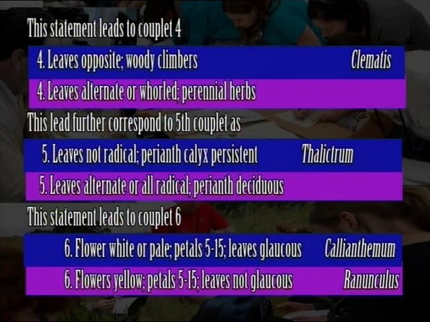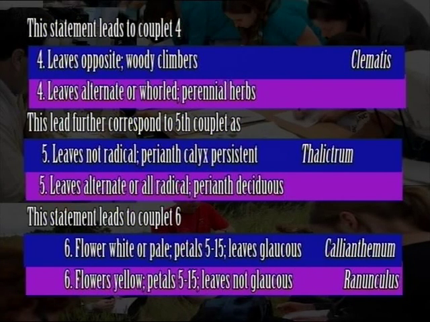This statement leads to couplet 4, which has leads as: leaves opposite, woody climbers, which are the characters of Clematis, and the second lead: leaves alternate or whorled, perennial herbs. This lead further corresponds to the fifth couplet: leaves not radical, perianth calyx persistent, which are the characters of Thalictrum, and the second lead is leaves alternate or all radical, perianth deciduous.